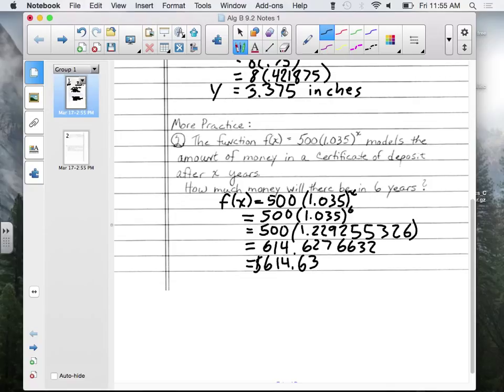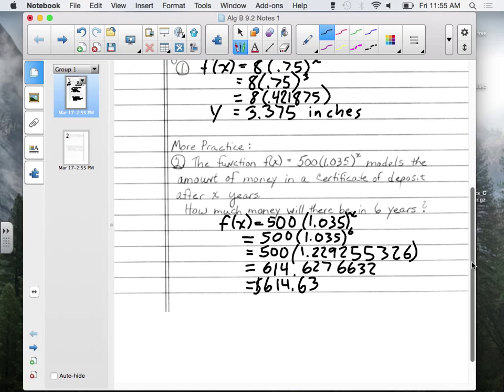So how much money have they made on this CD in 6 years? 614. No, how much money have they actually made? $114.63. It started out as a $500 one, right? So they've made $114.63 on it in 6 years, yes.